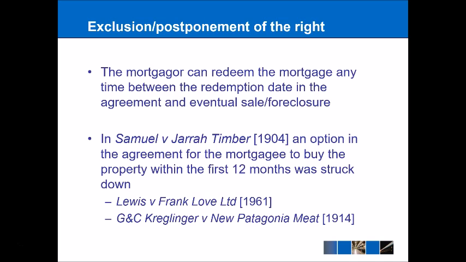Now, it's important to point out that this doesn't always mean that if there is a separate agreement, that will guarantee that the option will stick. In the Kreglinger case that we'll also come back to in a bit, it stated that it's important to look at the reality of the situation. In other words, are these really two separate and distinct agreements, or is the reality of the situation that we're really just dealing with one agreement between the mortgagor and the mortgagee, and that this option is acting as a clog or a fetter on the right of redemption?